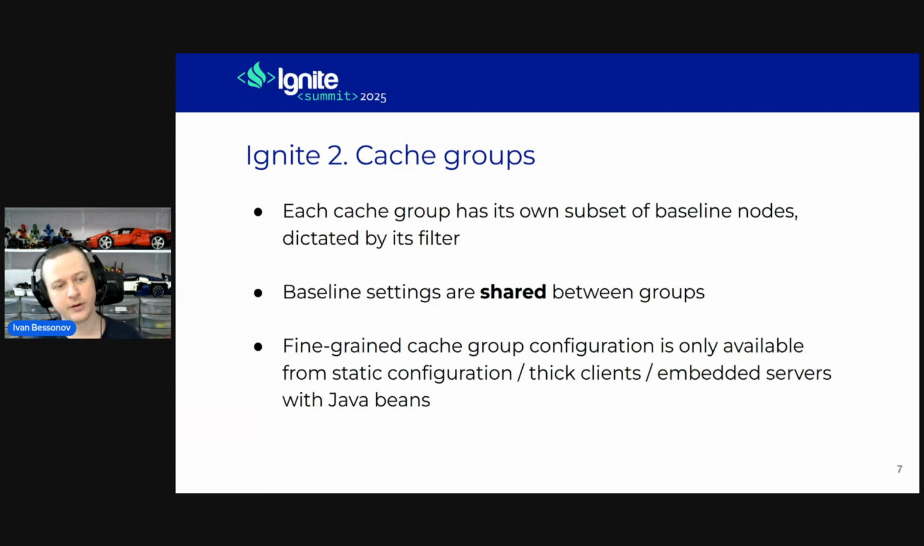There's another issue, let's say, or maybe some detail about the implementation of cache groups: fine-grained configuration of cache groups is pretty hard to achieve using, I don't think, clients, for example. You sometimes must use Java predicates, Java class names in your configuration, and that means that some of the things can only be configured in static XML configuration or in thick clients through Java code or in embedded servers through Java code as well.